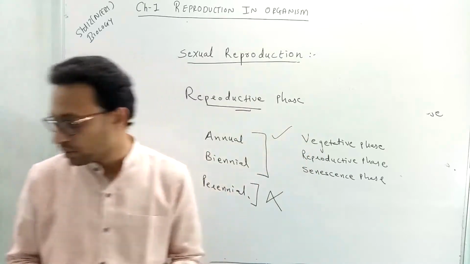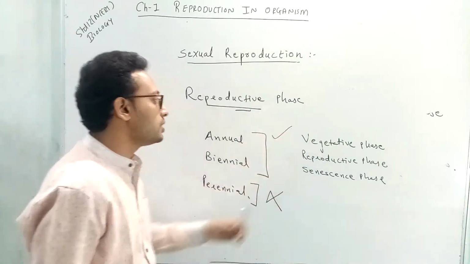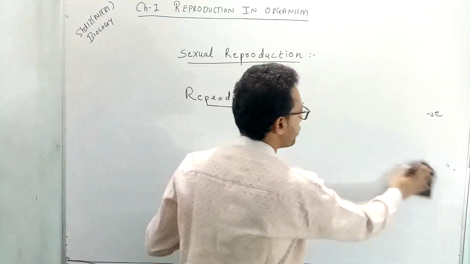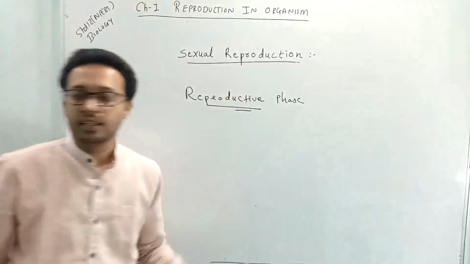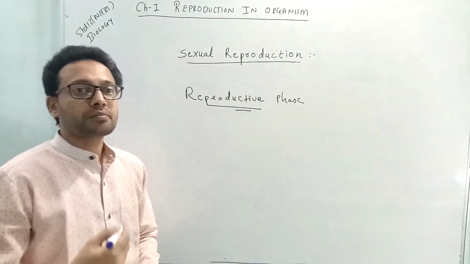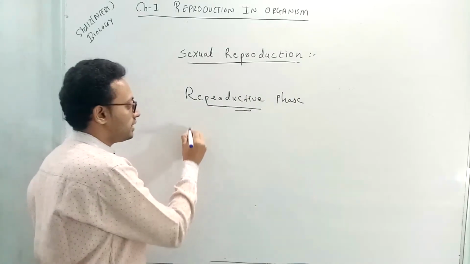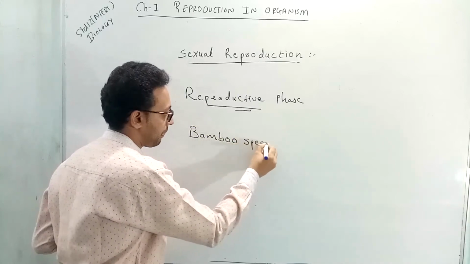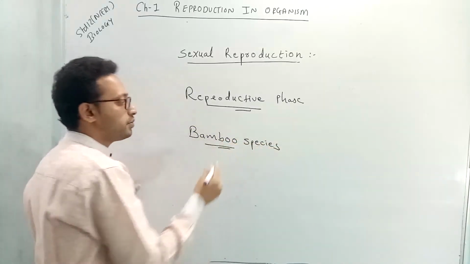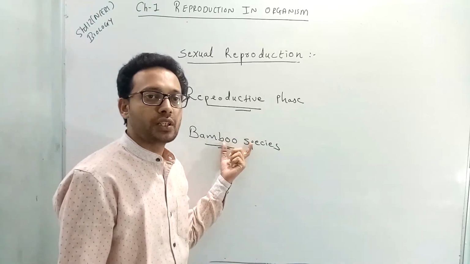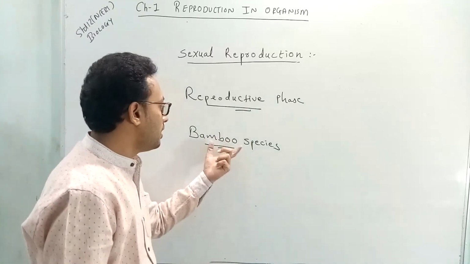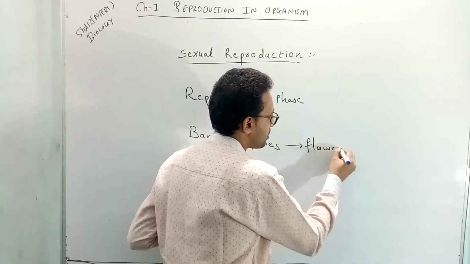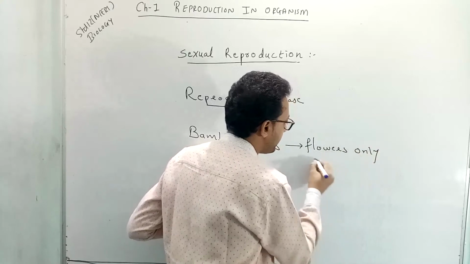But this is what usually happens. We also have exceptions where flowering does not follow this rule, where unusual flowering is reported. I will give you two important examples of plants where unusual flowering is reported. The first is the bamboo species. This is an exception where the usual flowering does not happen. A bamboo species is a plant that flowers only once in its life.